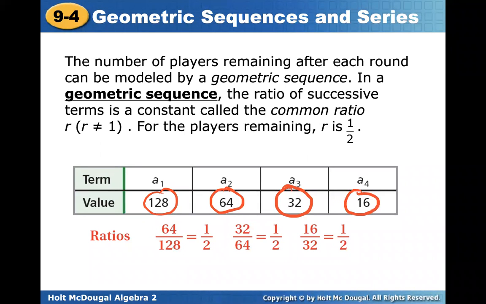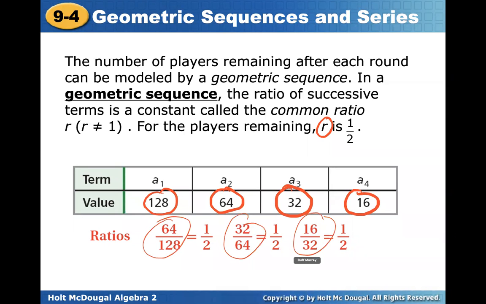The number of players remaining after each round can be modeled by a geometric sequence. In a geometric sequence, the ratio of successive terms is a constant called the common ratio. We let d be the common difference; we're going to say r is our common ratio. So instead of adding or subtracting to go from term to term, we are going to be multiplying. And one way we can find that ratio is we can divide successive terms: 64 divided by 128, 32 divided by 64, 16 divided by 32.